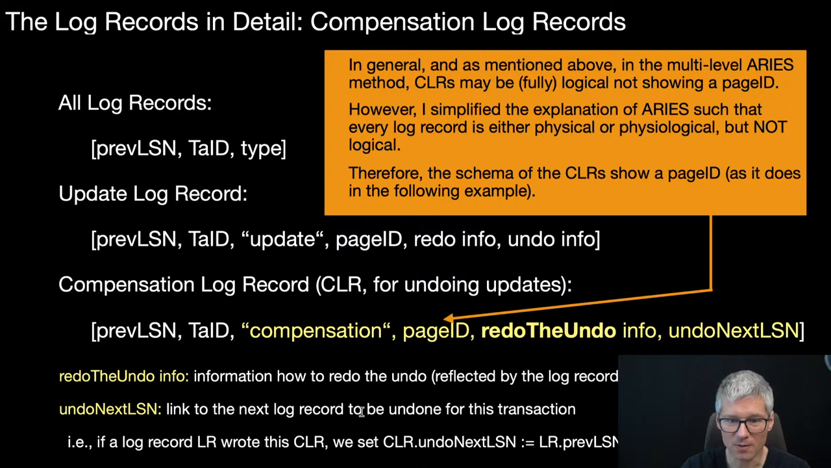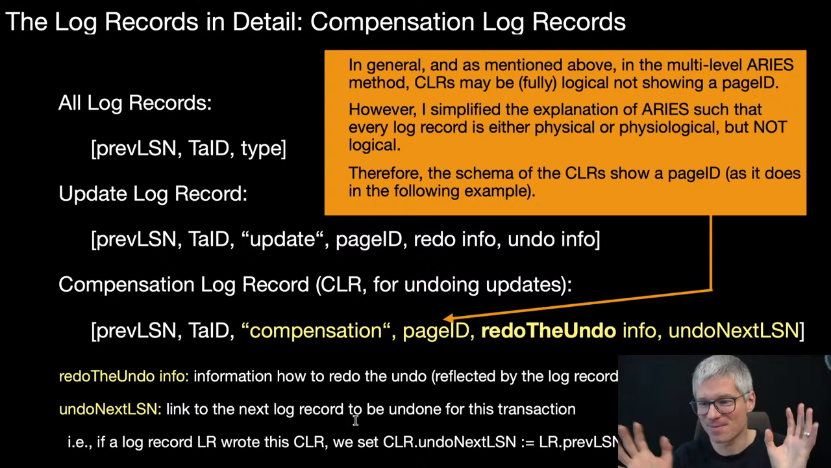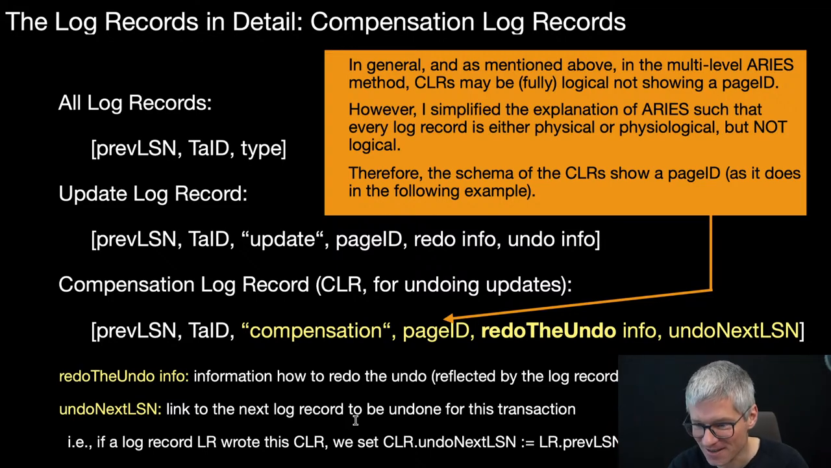Sorry, this slide looks a bit cluttered, but for this algorithm I thought, let's rather put more information on the slide so that you can reread it back home. And let's ignore this orange stuff for the moment. It's mostly a repetition of what we've seen so far. We had this general format of a log record. Now we have the update log record. And now we have another type of log record, a compensation log record. Here the previous LSN is the same, the transaction ID is the same, and this is just saying that's the type, compensation.